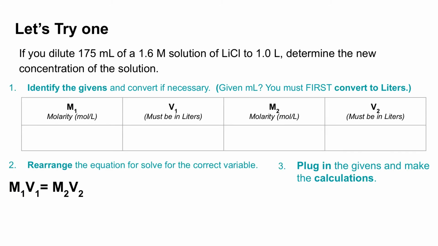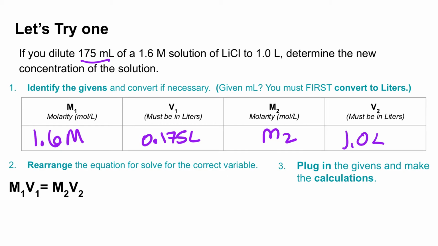So, example: if you dilute 175 milliliters of a 1.6 molar solution of lithium chloride to 1 liter, determine the new concentration of the solution. So our M1 is 1.6 molar. Our V1 is 0.175 liters because we have to convert the 175 milliliters to liters. Our M2 is what we don't know. And we know our new volume would be 1.0 liters.